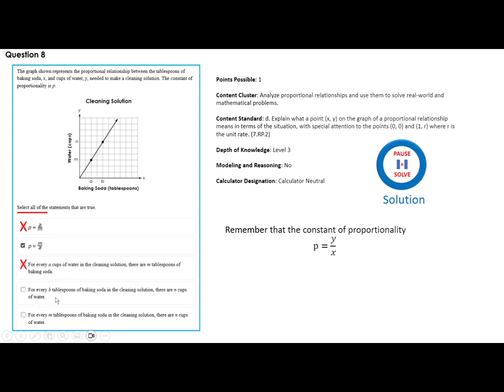For every B tablespoons of baking soda in the cleaning solution, there are N cups. Yes, for every B, there is N. That's a good answer. For every M tablespoons, M is not tablespoons. M is cups, so that's incorrect.